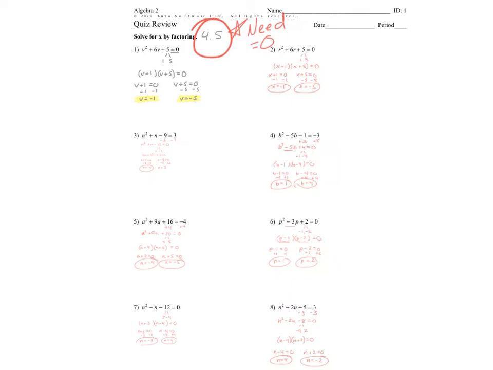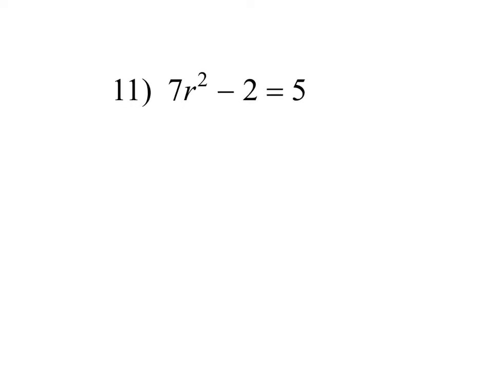And the first thing you need to do in 4.5 is to get the right side of the equation equal to 0. So this is the first step that you need to do in this section. Let's start with 11 here. We're going to solve for x by taking the square root.